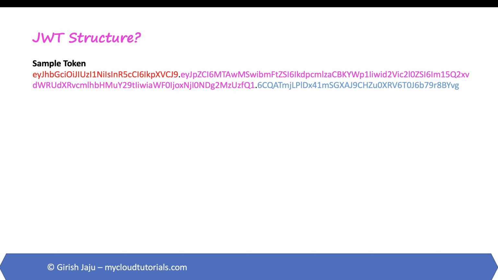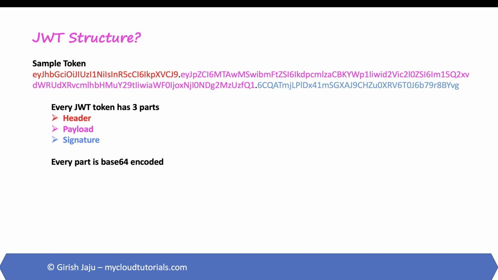Let's take a look at the JWT structure. This is a sample token. I have color coded three different parts here. Let's see each one of these parts in detail. Every JWT token has three parts. The very first part is the header, the next part is the payload, and the last part is the signature. Every part is base64 encoded, and they are concatenated by a period. It makes the entire JWT token.